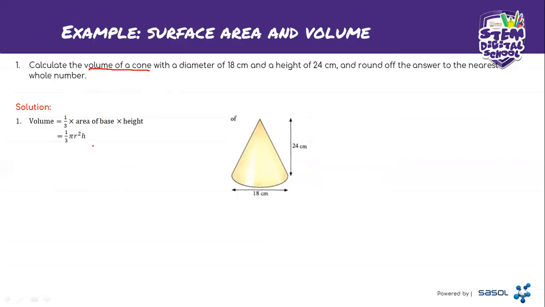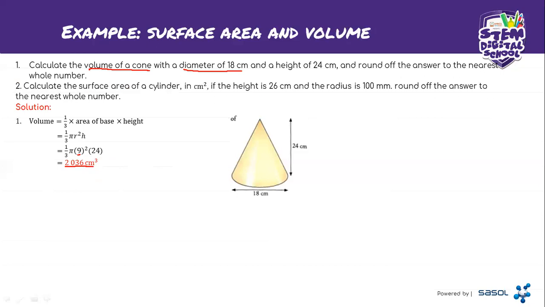Now, in this case, we can see that we have r, which is radius, and from our question, we are having the diameter, which is 18 centimeter. Then we know that the radius is half of the diameter. So when you just divide 18 by 2, then you get 9. And for h, which is our height, is 24 centimeter. After this stage, you just take your calculator and it will give you 2036 centimeter cubed. So that is the volume of the cone. All right. And then we still have another question.